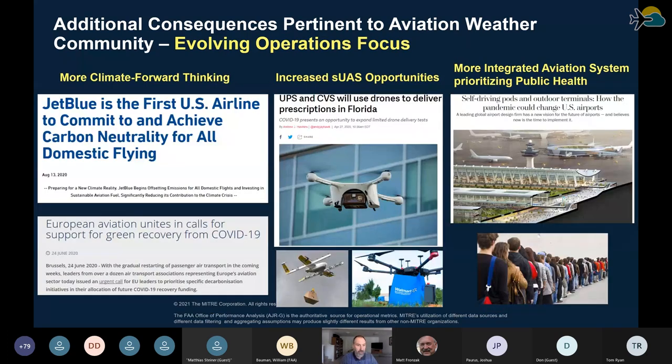And then lastly, I talked about the climate focus from the airlines, from the ANSP, and even from political leadership, which I think is going to change a little bit how we think about weather needs and opportunities to help the operation as it starts to focus differently going forward. I talked about the increased UAS opportunities, and then finally the greater prioritization on public health that may drive all the way back into landside.